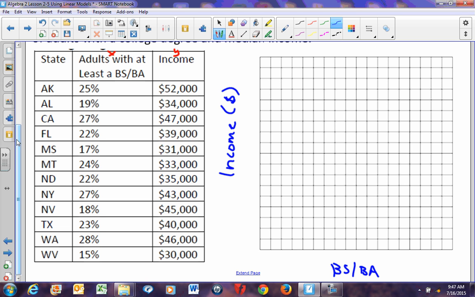Okay. You want to make your scales as good as you can. I noticed that the lowest percentage I seem to have seems to be 15%. The highest percentage I seem to have seems to be about 28%. So I don't need to go much past 30. So if I decide to do my percentages, 2, 4, 6, 8, 10, 12, 14, 16, 18, 20, 22, 24, 26, 28, 30.